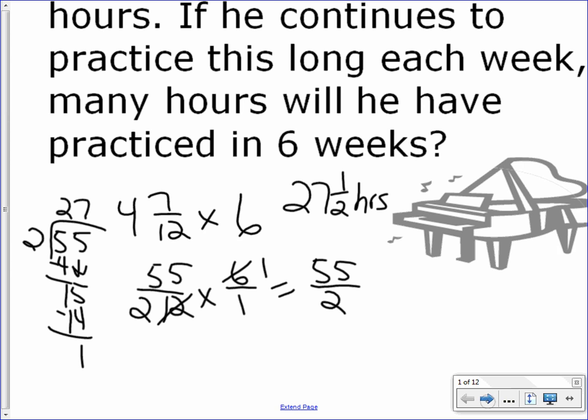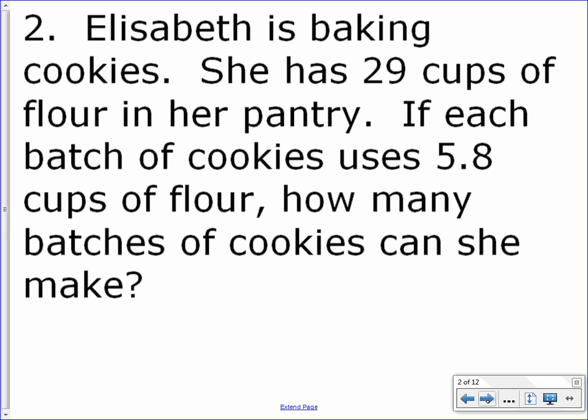All right. Number 2, Elizabeth is baking cookies. She has 29 cups of flour in her pantry. If each batch of cookies uses 5.8 cups of flour, how many batches of cookies can she make? All right, so I'm going to be dividing 29 by 5 and 8/10.